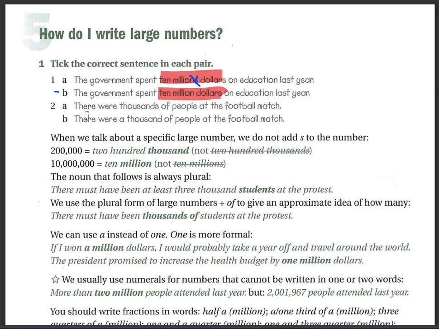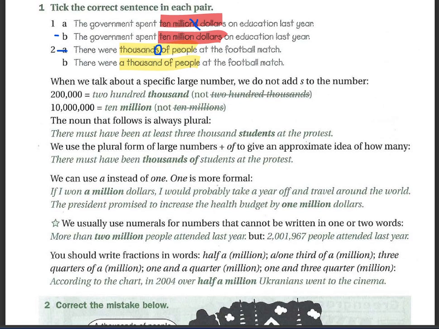Number 2. There were thousands of people at a football match. There were 1,000 of people at the football match. What do you think? That's great. A. Thousands of people. So let's practice the rules together.